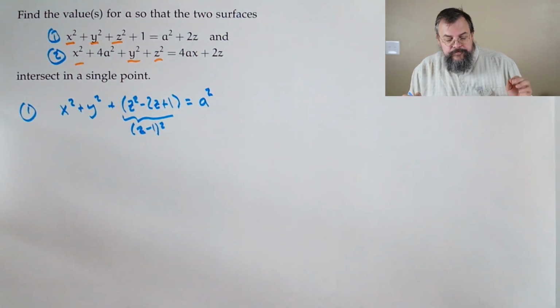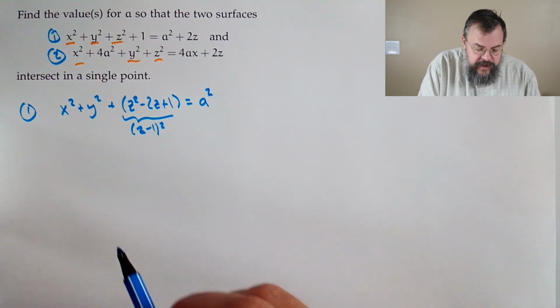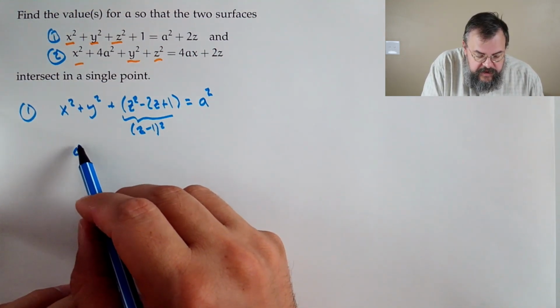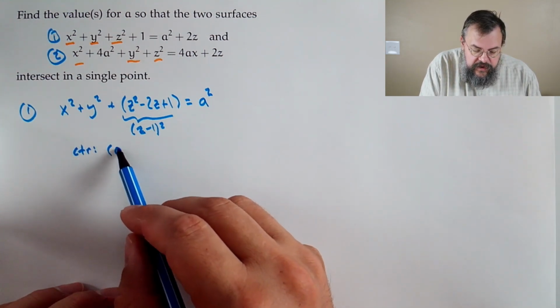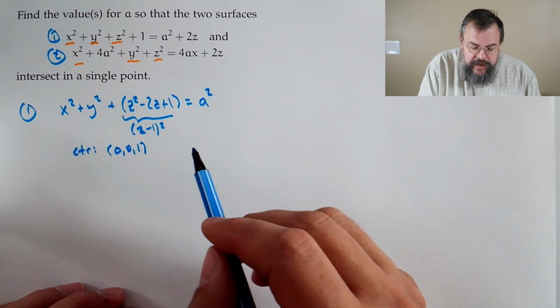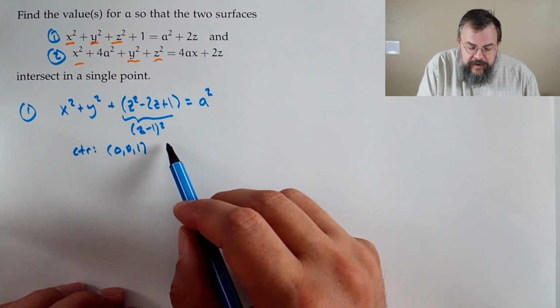All right. Good. Now, let's talk about the center. The center, what is that? Well, it's at 0, 0, 1. Now, right, 0, 0, 1. And the radius, okay.